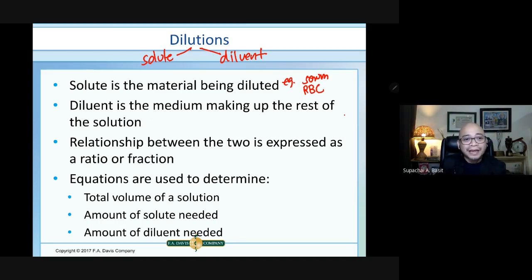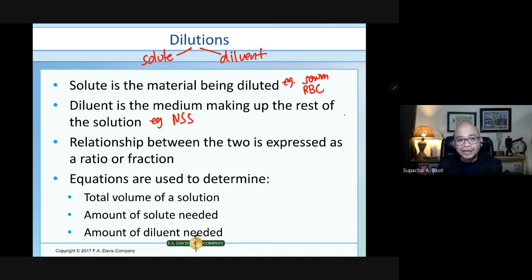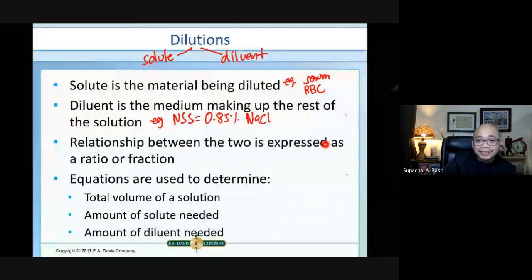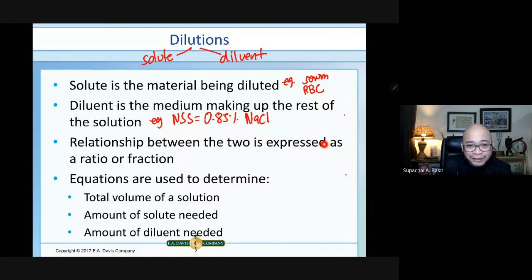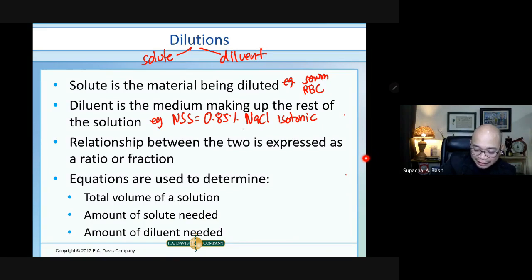Diluent is the medium making up the rest of the solution. In serology, the most common diluent would be NSS, or the normal saline solution. Okay. It is preferred over water. Why? Because normal saline solution is made up of 0.85% sodium chloride, and it is isotonic. Meaning to say, it will not cause lysis of RBC.